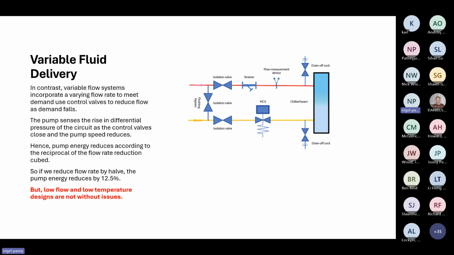So two-port valves in these systems are very common, but why do we reduce the fluid rather than have it constant? The simple reason is we save energy. If you reduce the flow rate by half, the pump energy reduces by 12.5%. So you might think to yourself, well, that's good news. We can send water out at a lower temperature and we can increase the differential to say 20 or even 30 degrees, and we get low flow rates and we can control it. But the story is not as clear as that, and the next slides will show you why. The summary is that low flow and low temperature designs are not without issues.